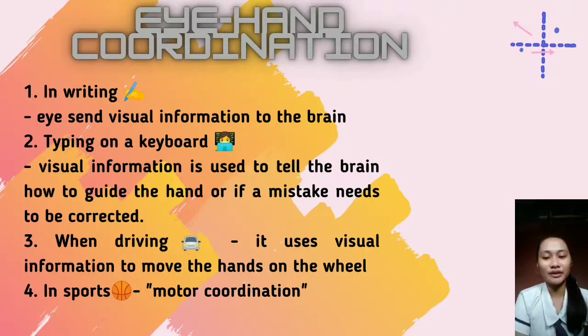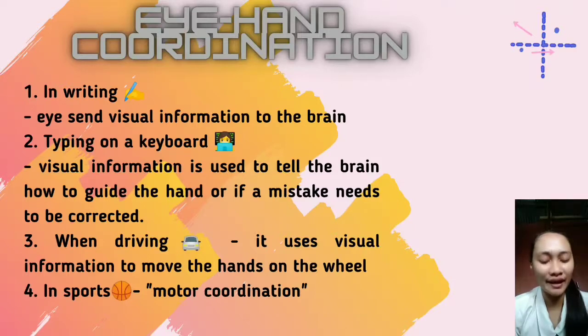Examples of eye-hand coordination. In writing, when making lines, the eyes send visual information to the brain to tell where the hand is placed and if the handwriting is legible. Typing on a keyboard: although the types of movement are different, visual information is used to tell the brain how to guide the hand or if a mistake needs to be corrected. When driving, we use visual information to move the hands on the wheel, keeping the car in the middle of the lane and avoiding accidents.